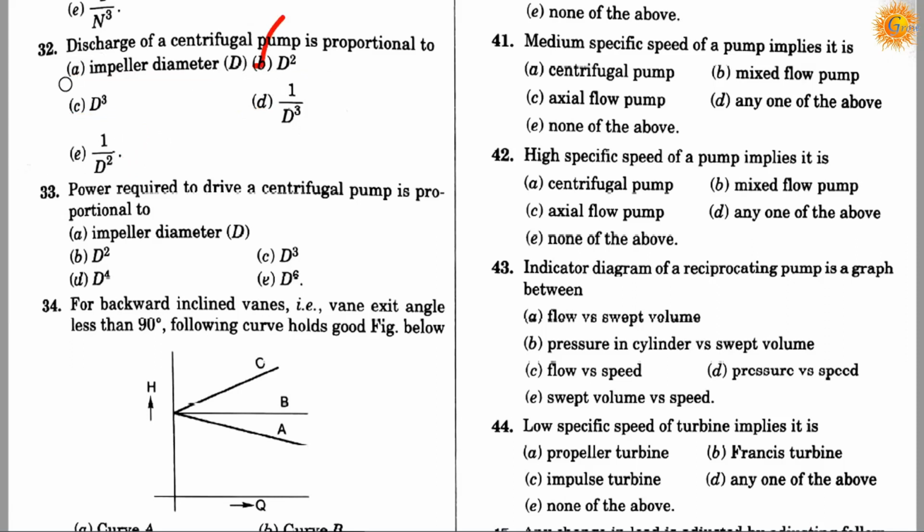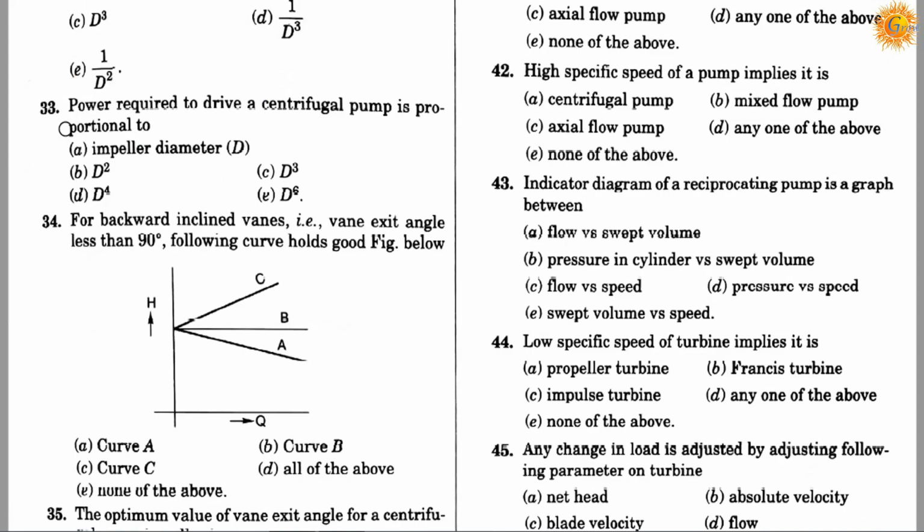Okay. Question number 33. Power required to drive a centrifugal pump is proportional to option A impeller diameter D, option B D square, option C is D cube, option D power D4, option E is power D6.